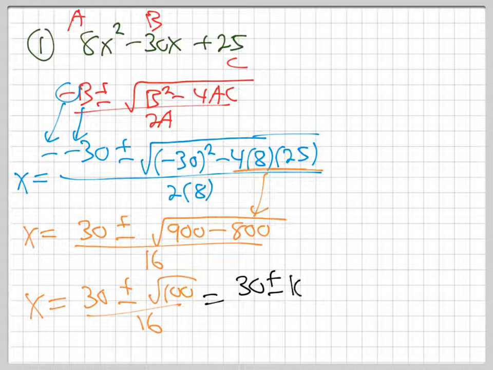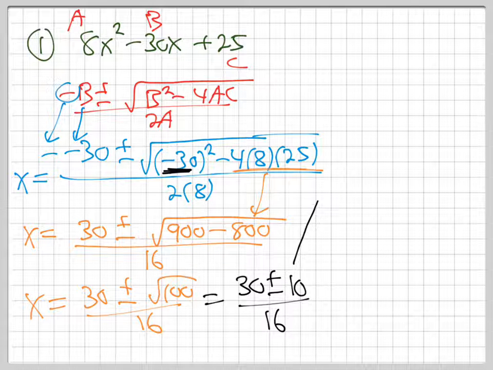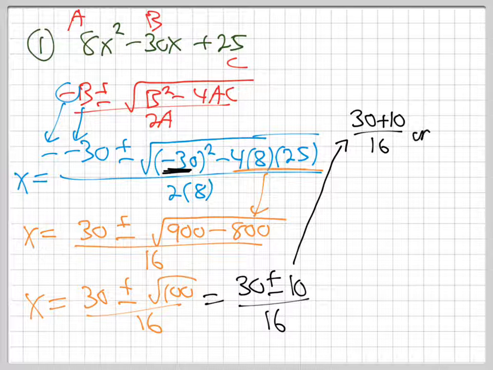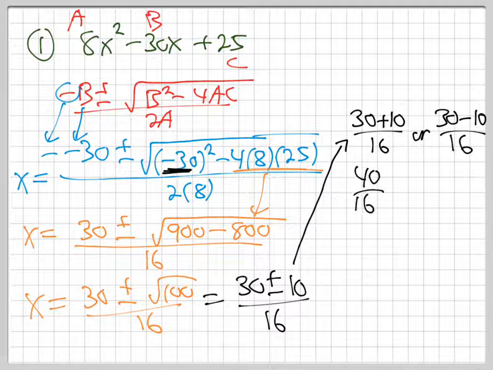30 plus or minus 10, square root of 100 is 10. All right, and then now, how do you finish it from here? You just do those two options, meaning 30 plus 10 over 16, or 30 minus 10 over 16. You just do the two different options, so that'll be 40 over 16. This will be 20 over 16.